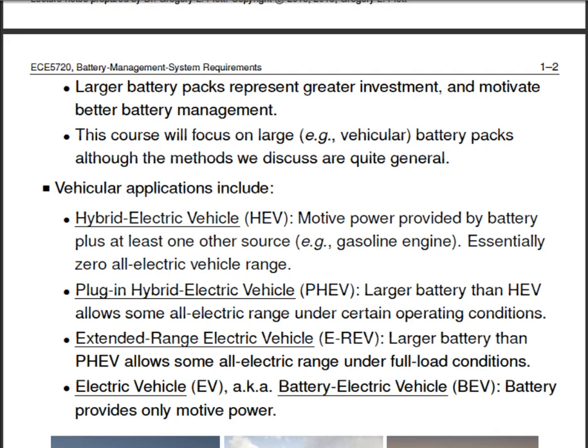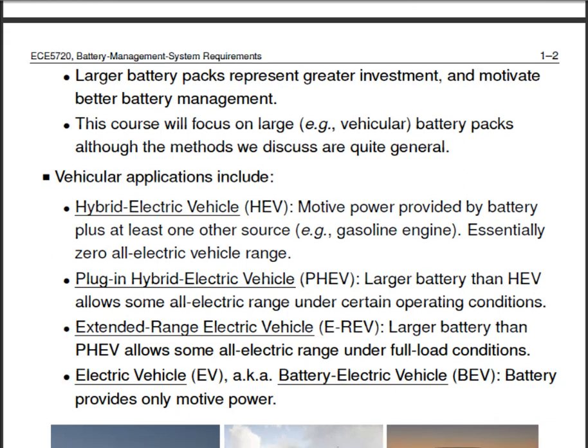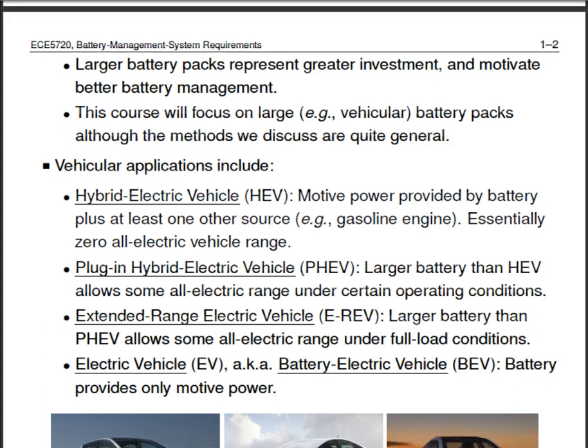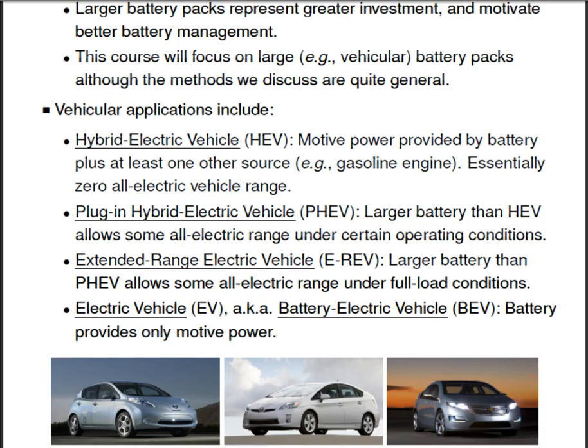Larger battery packs represent greater investment and motivate better battery management. Yes, if the battery is giving out bigger power from many smaller units, then better control, or a better BMS, is to be designed for that. So this PDF will focus on large, that is vehicular, battery packs, although the methods we discuss are quite general.